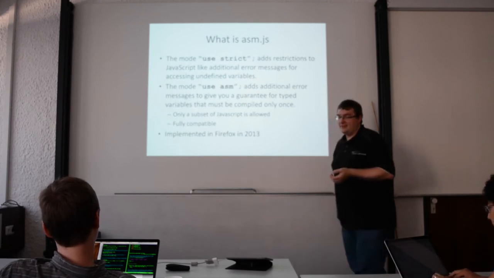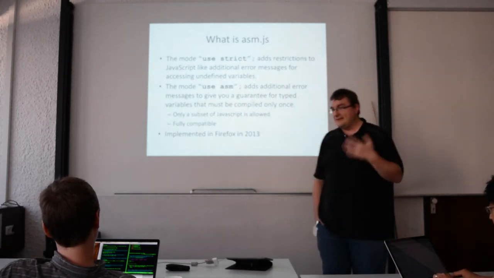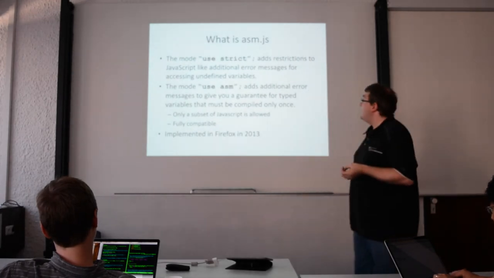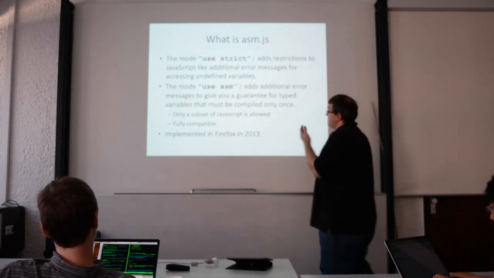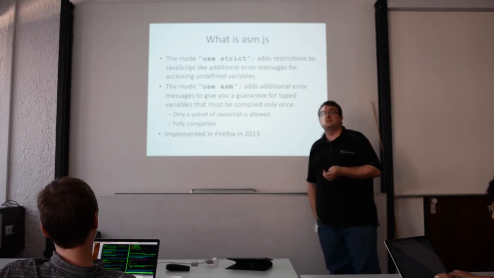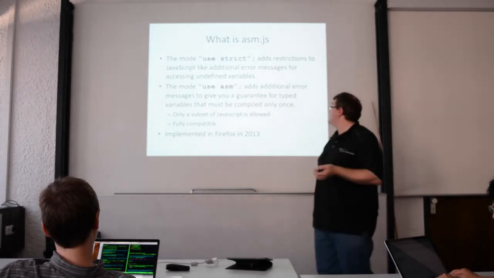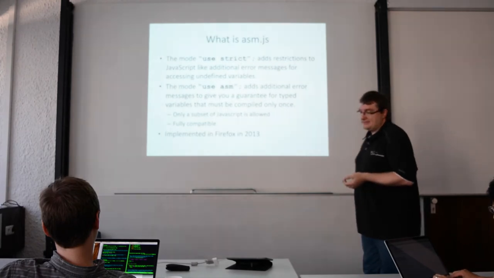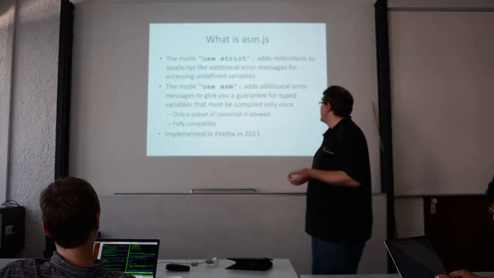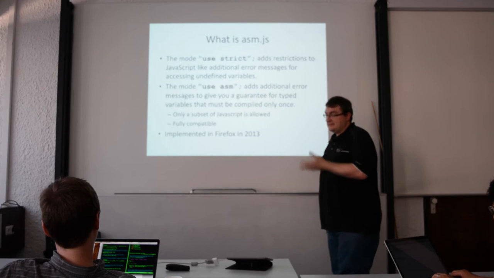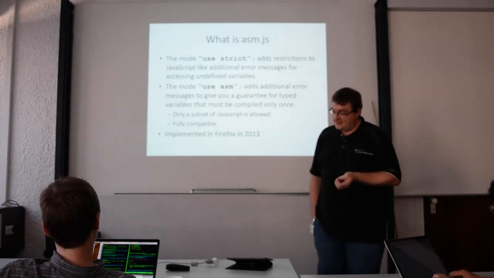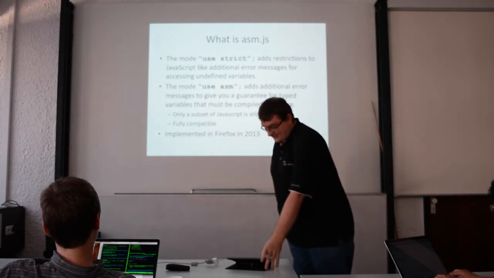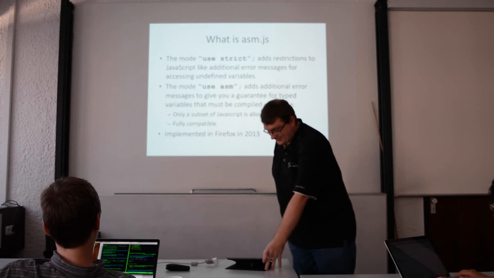So there's something new from the year 2013, invented: asm.js, which adds additional error messages, to give you a guarantee for typed variables and that no de-optimization can ever take place. It uses only a subset and is fully compatible with the normal JavaScript code.